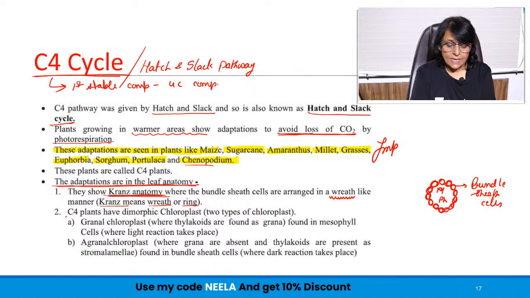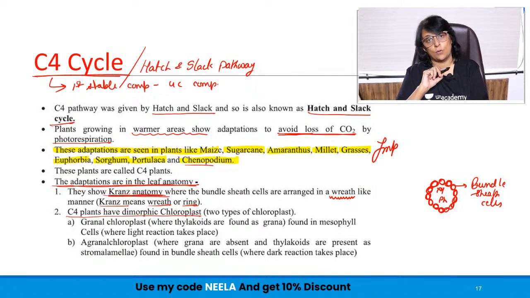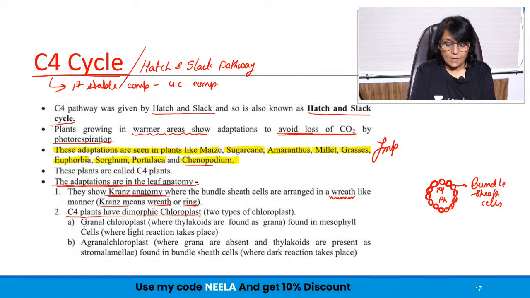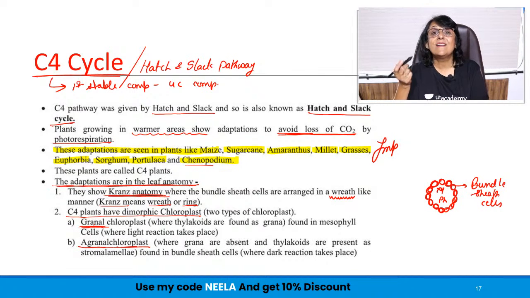The second is C4 plants have dimorphic chloroplasts. We talked about it when we were talking about site of photosynthesis. Granule chloroplast and agranule chloroplast. What are granule chloroplasts? As the name tells us, grana are present. What are grana? The stacks of thylakoid. And what is agranule? Where there are only stroma lamellae, no grana present. And we know that what is in the thylakoid membrane is the pigment. So if grana are present, that means pigments are also present. If no grana, pigments are not there.